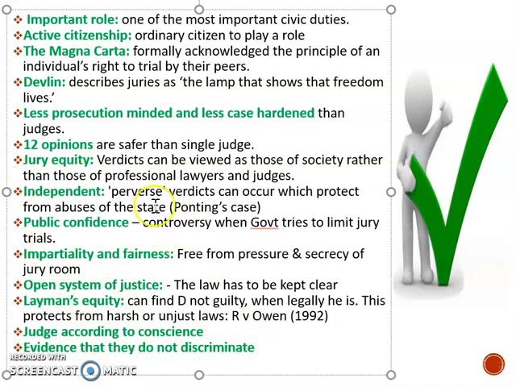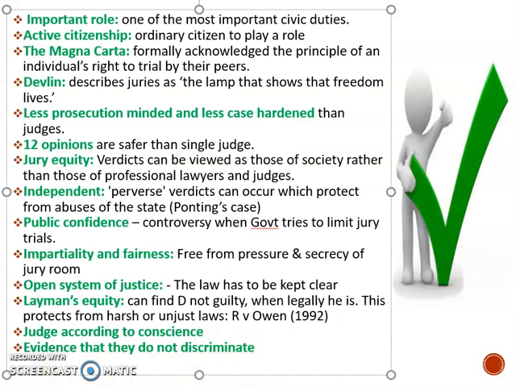The public have a lot of confidence and faith, and whenever the government tries to limit trial by jury, there's usually a bit of outrage about that. People have confidence in the system. And there is evidence that they don't discriminate. There have been studies about whether they are making decisions based on prejudice, and it seems that they are not discriminating.